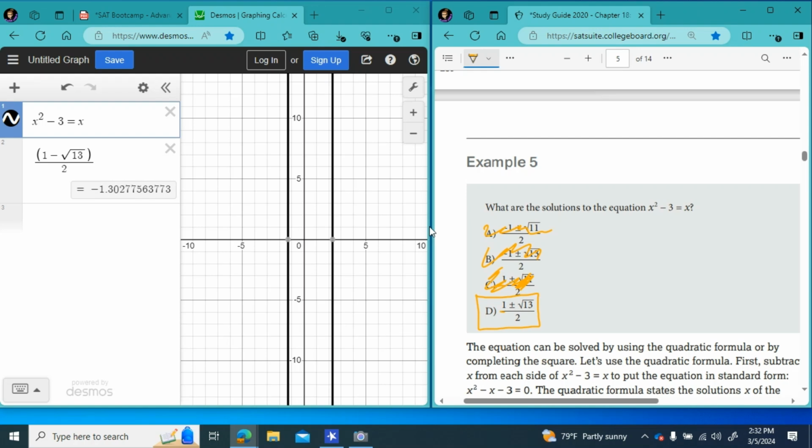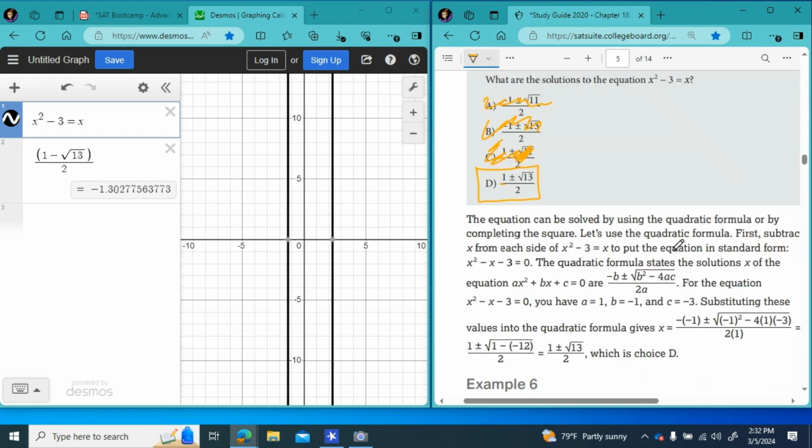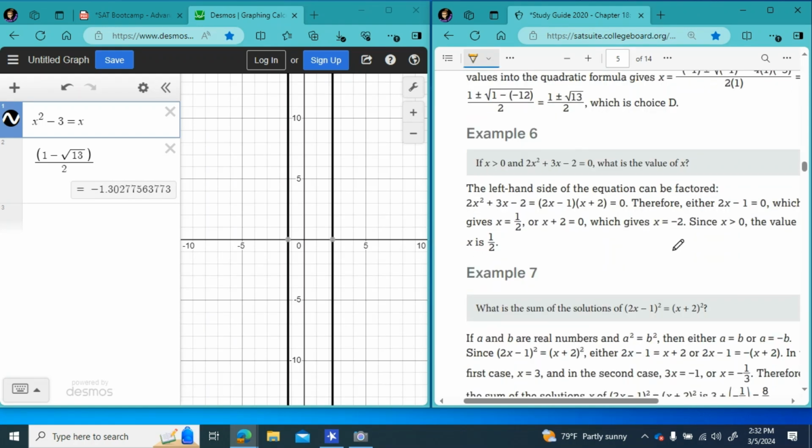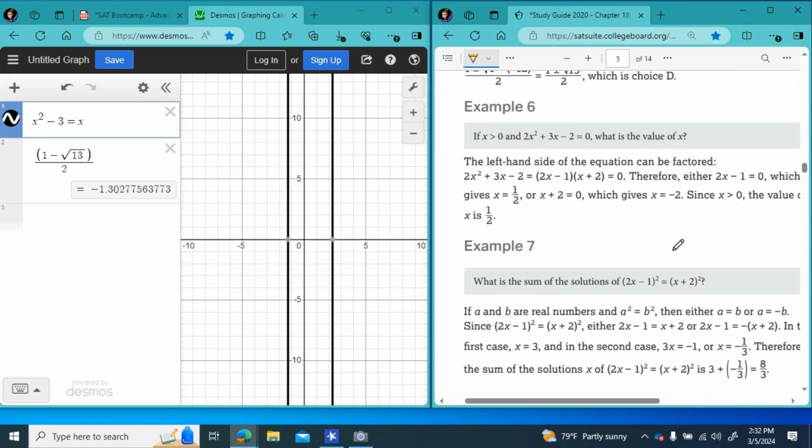And I'm going to keep on going. 2 more questions for this video, and then we'll take another break. Question number 6 says, if x is greater than 0 and 2x squared plus 3x minus 2 equals 0, what is the value of x?